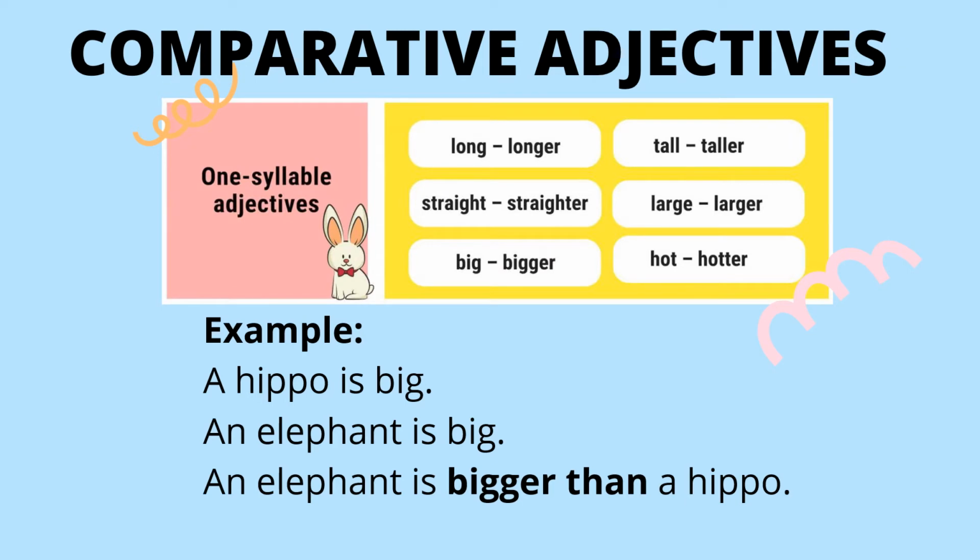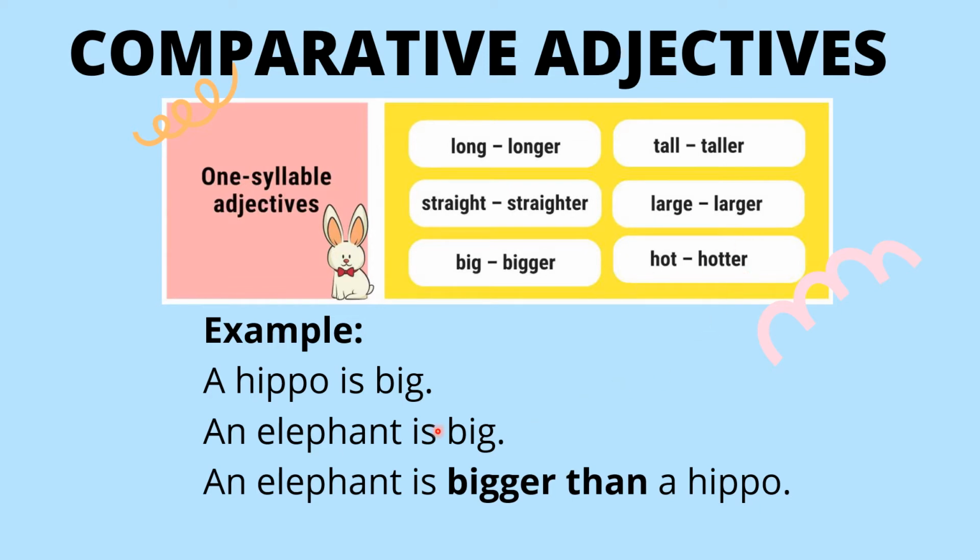Before that, let's learn comparative adjectives. Now, for one syllable adjectives, for example, long, straight, big, tall, large, and hot, and there are many more, we have to put ER at the word. So long becomes longer, straight, straighter, big becomes bigger, tall becomes taller, large becomes larger, hot, hotter.